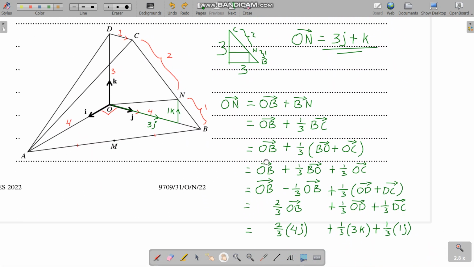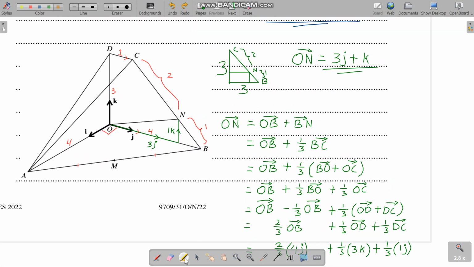Now for the vector ON. So for ON, we go from O to N. We can just go from O to this foot of perpendicular. Okay, why is it 3? Well, because we know that the whole length is 4 and this length is 1, which means this is 3, and due to the ratio, this must be 1, this must be 2. So we have 2 plus 1, which is 3.